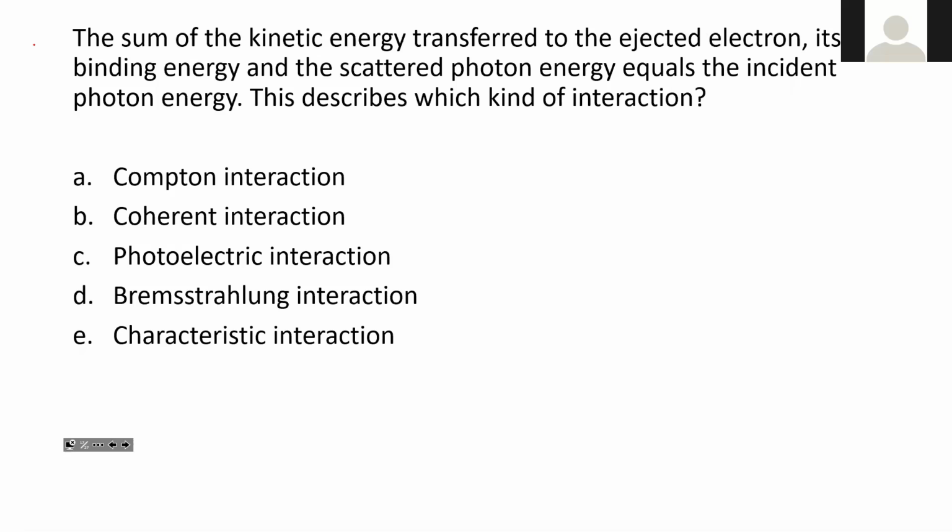Oh, this is tough. The sum of the kinetic energy transferred to the ejected electron, its binding energy, and the scatter photon energy equals the incident photon energy. What kind of interaction is this? Well, I think we wrote this out one time. So we have energy, kinetic energy given to the ejected electron, plus that electron's binding energy plus the scatter equals the energy of the incident.